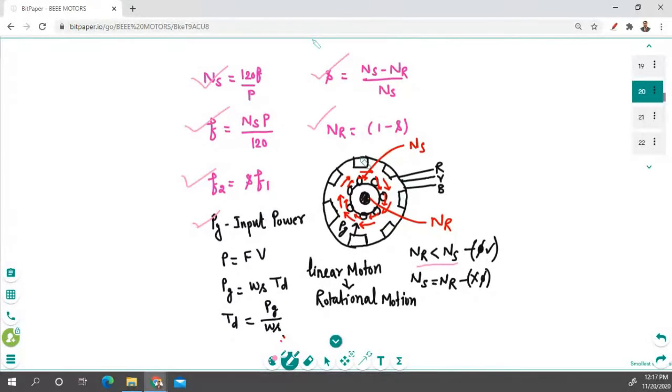So when this magnetic field is induced right here, what is the principle behind this? When any current carrying conductor is placed inside a magnetic field, it experiences a force. So it will induce a force right here, because there are also some conductors placed inside this rotor.